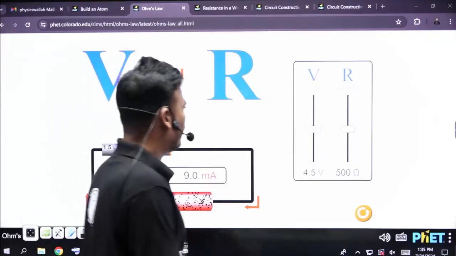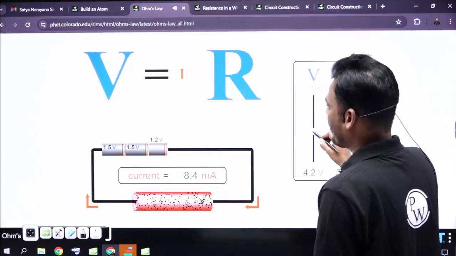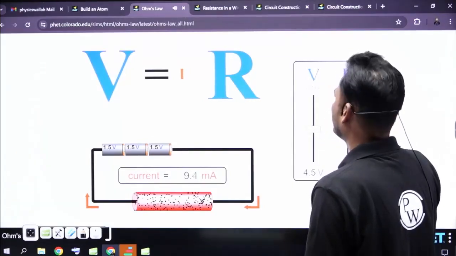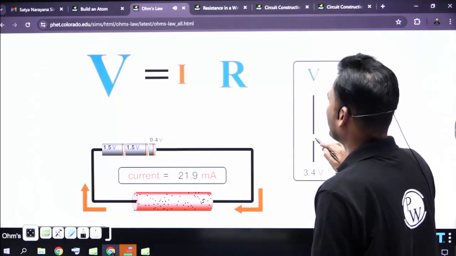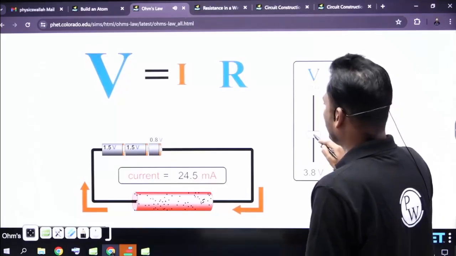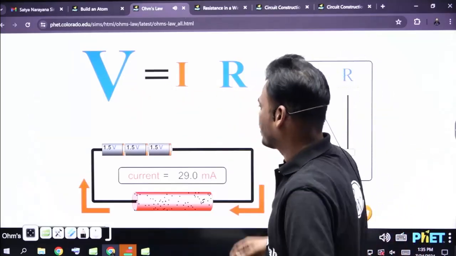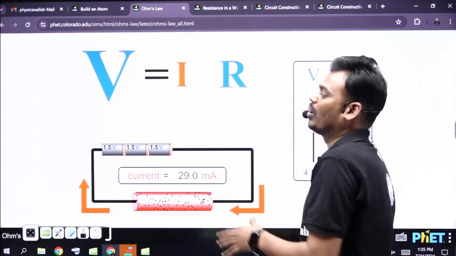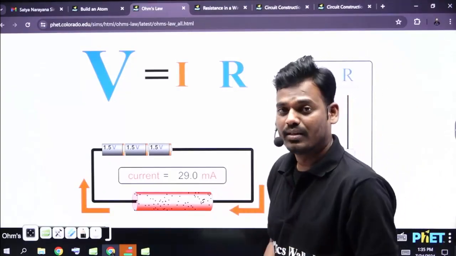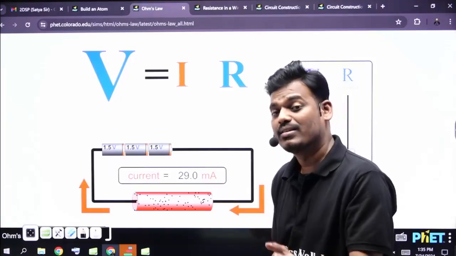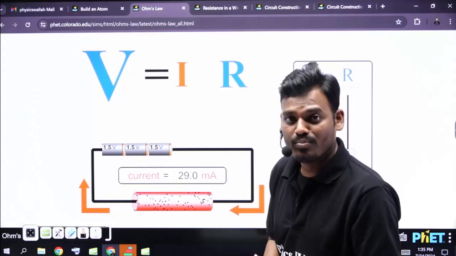Let's consider V equals IR. This is what we call the statement of Ohm's law. George Simon Ohm gave one statement, and that statement we call Ohm's law. So what is the statement of Ohm's law?